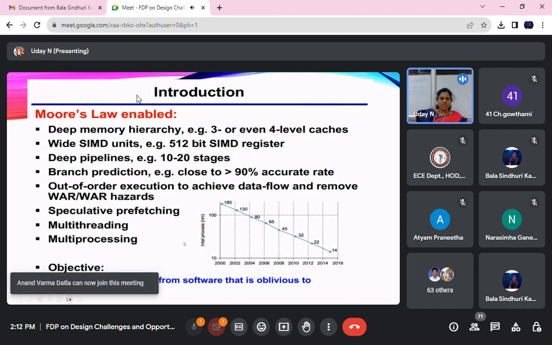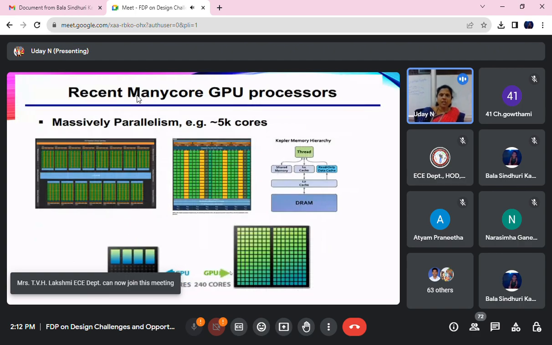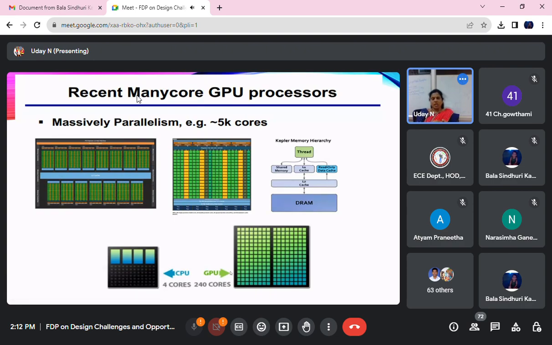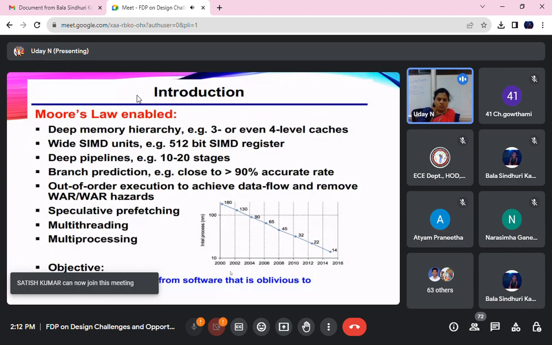Moore's law has enabled us to go down. In the previous slide itself, we have seen an L1 cache memory, an L2 cache memory, and a read-only data cache, along with a shared memory. This kind of deep memory hierarchy is being enabled by means of Moore's law. And the number of pipelines is not just one or two stages. We now have almost 10 to 20 stages of pipelining, taking multi-threading and multi-processing. So this is the era in which we are living now.